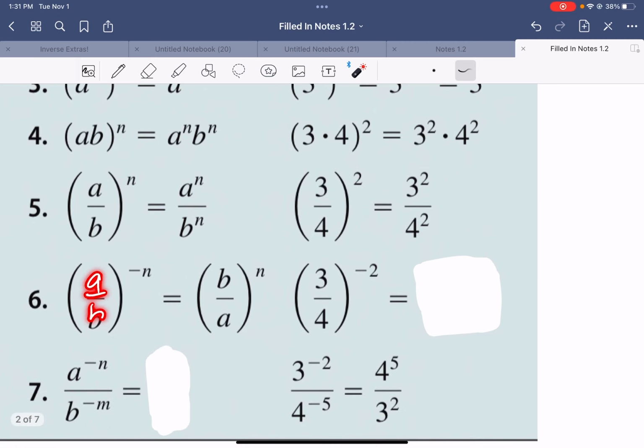Then if you have a divided by b to the negative n, well, first thing you can do is take the reciprocal of the inside, so it's b over a to the positive n.